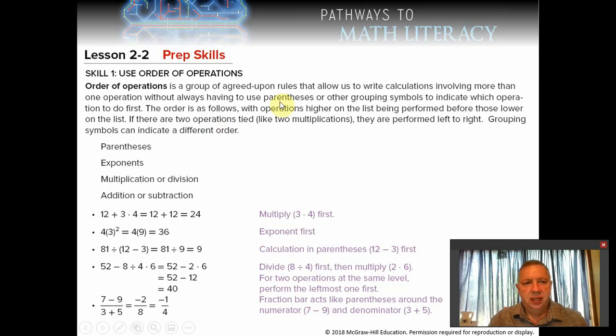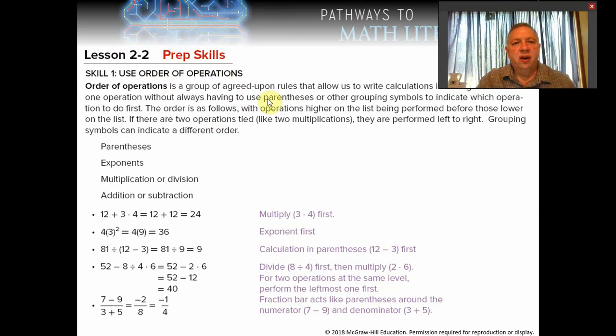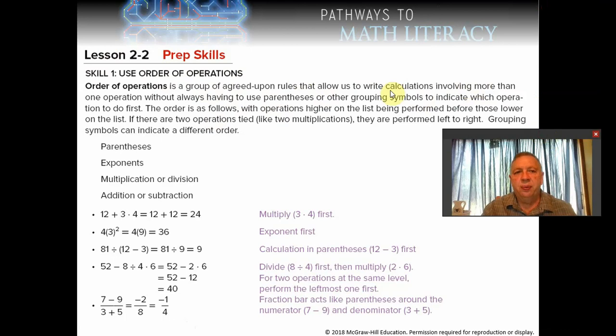So, the first skill today we're going to work on is using order of operations. An order of operations is a group of agreed upon rules that will allow us to write calculations involving more than one operation without always having to use parentheses or other grouping symbols to indicate which operation to do first. Sometimes we will use those parentheses, and that helps us, but without those parentheses, there's still rules that we need to follow.